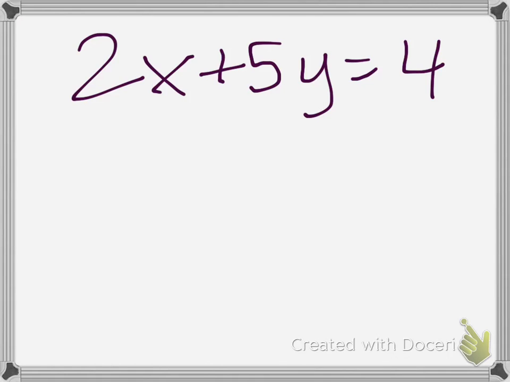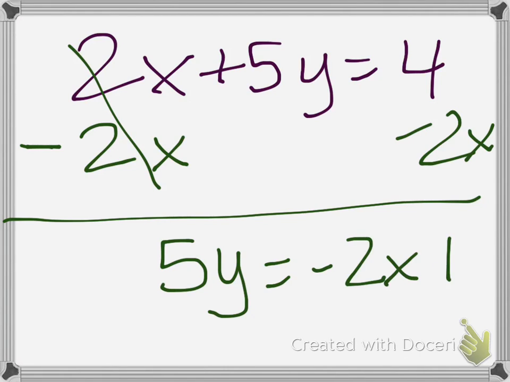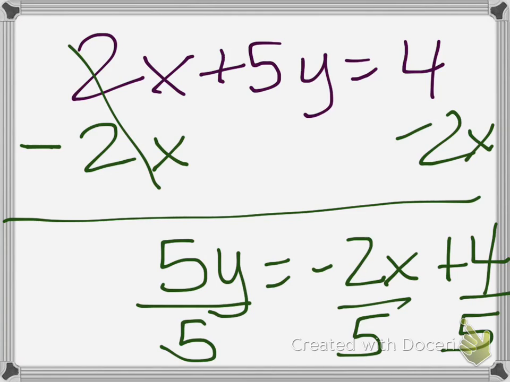Because this is plus 2x, to move it to the other side of the equal sign, I'm going to subtract 2x from both sides. And this crosses out, and we end up with 5y equals negative 2x plus 4. The 4 is positive since there is no sign. Then you divide by 5 on both sides. The 5 on this side reduces to 1, and we get negative 2 over 5x plus 4 over 5. So the slope for this situation is negative 2 over 5.